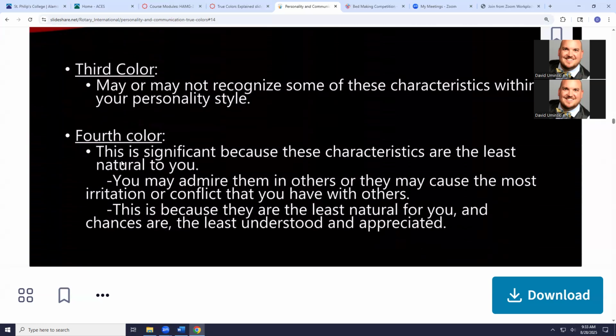Why do you think this is management leadership? Why do you think it is important for you to understand your personality color as you think about yourself as a future manager or leader? Okay, good. Yes, see how well you mesh with other people. Absolutely.